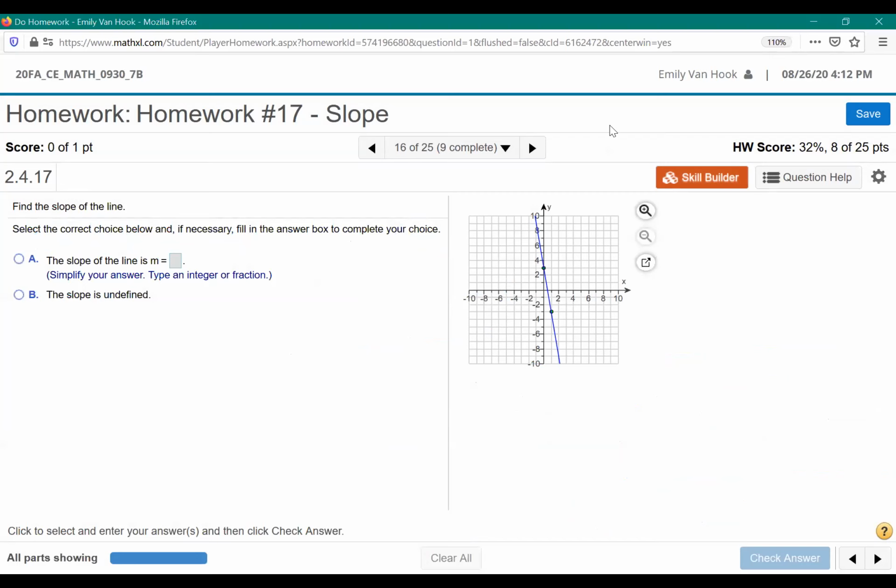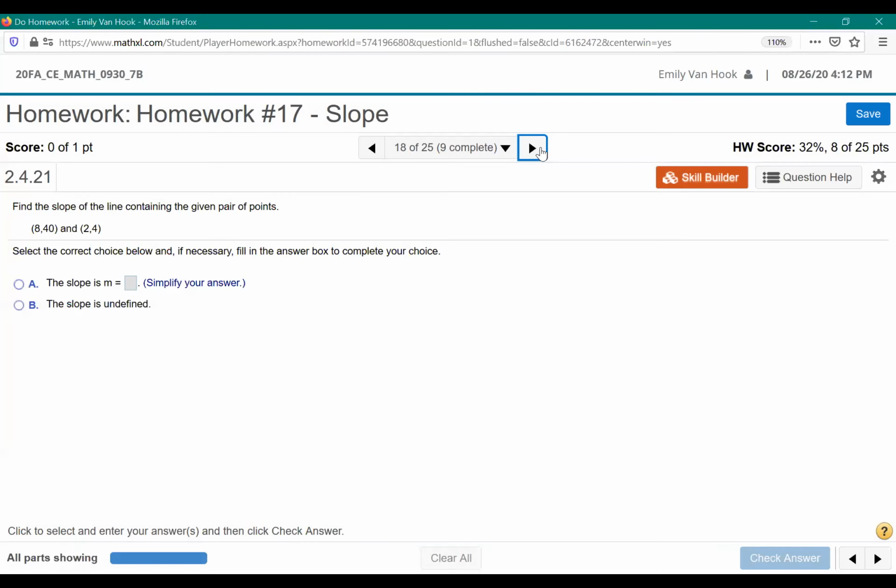Okay, and looks like we're back to finding slope from a graph. Number 16, finding slope from a graph. Number 17, finding slope from a graph. This would be counting rise over run. Number 18, finding the slope from the formula. So you're given 2 points, (8, 40) and (2, 4). We've done that before in our notes, plugging into the formula.